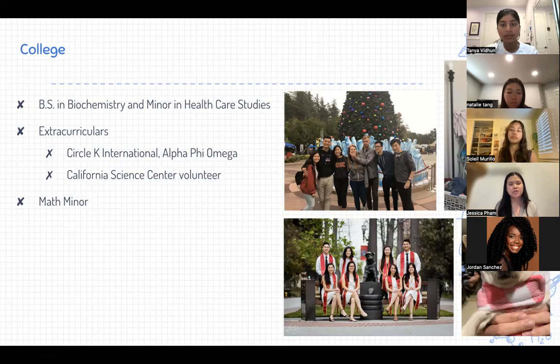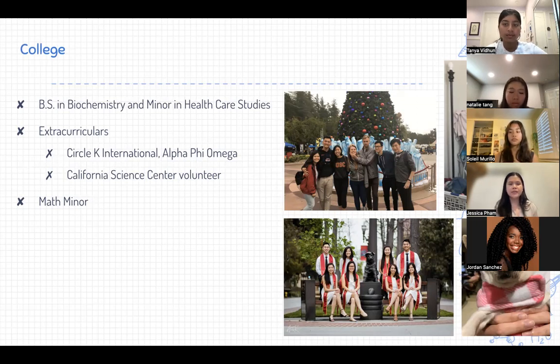My main extracurriculars were for Circle K International, which is the college version of Key Club, and then Alpha Phi Omega, which is a co-ed volunteering fraternity. And from those, we did a lot of work with the homeless population around LA. One of the main things we did, we would go to Downtown Women's Center a lot and we would cook for them every week. And then we would host a lot of drives to get them supplies that they needed as well. And because USC has a lot of resources, we would get resources from our student health center to donate to them as well.